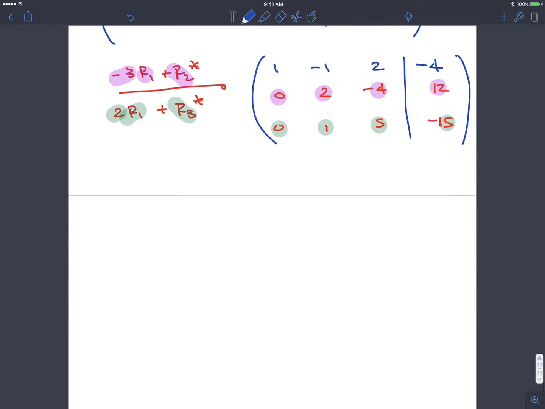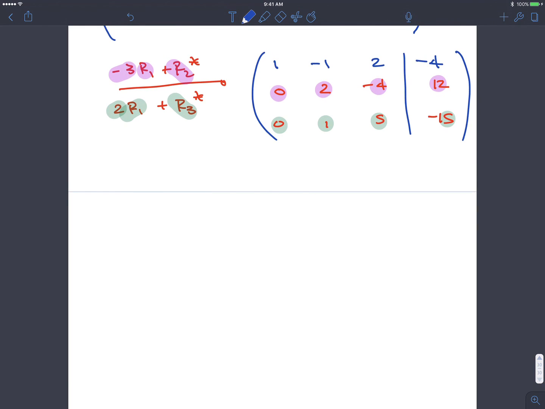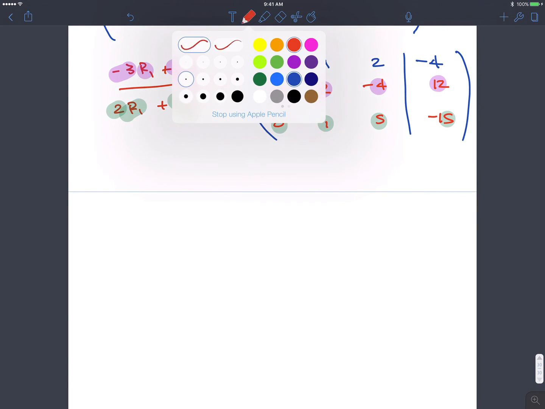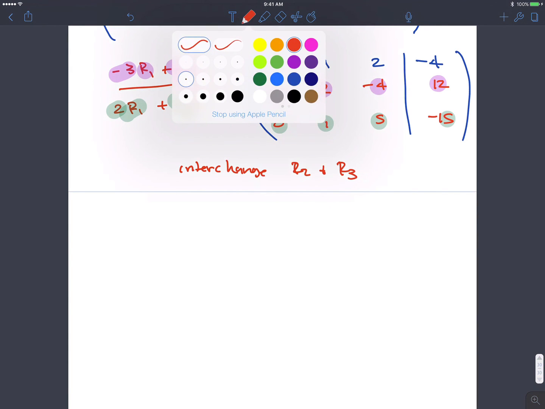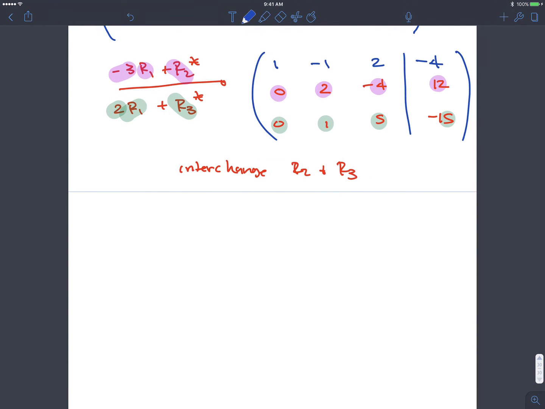Now there's a couple of things we could do here, but I'm going to interchange row 2 and row 3. Here's what we have. 1, negative 1, 2, and negative 4. 0, 1, 5, negative 15. 0, 2, negative 4, positive 12.